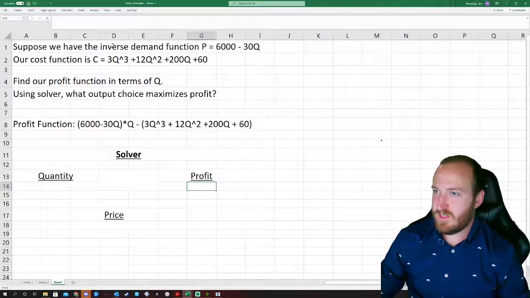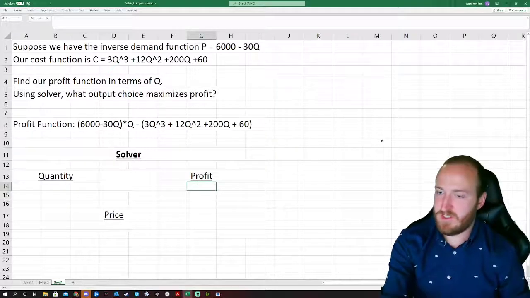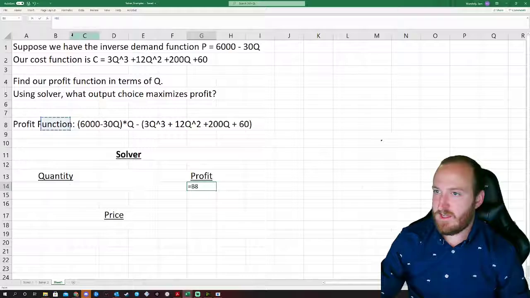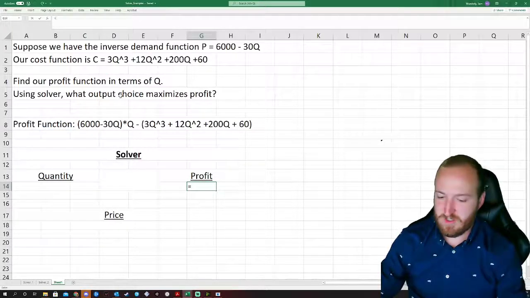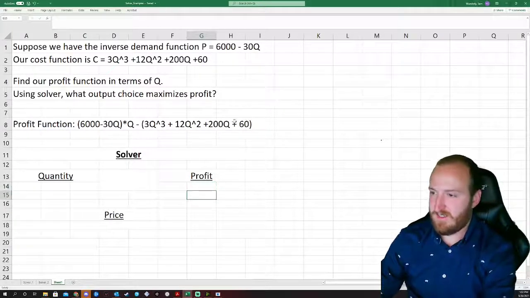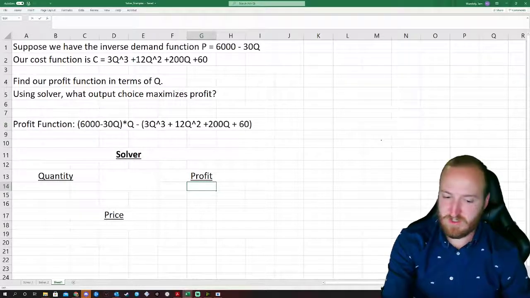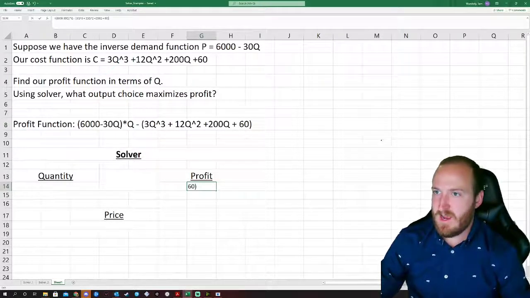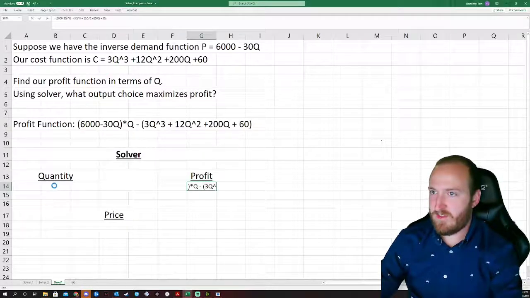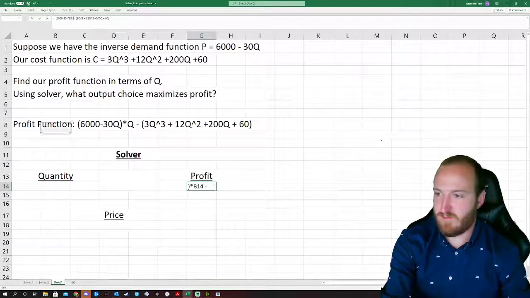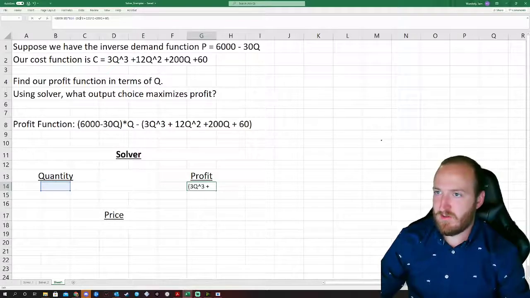So in order to do this, we need to actually type in what our profit function is. So I'll say equals, and then I'll actually just, one moment, sorry. Let's delete that and get out of that. So I'll just go ahead and copy this so I don't have to retype a lot of it. So I'll say it's equal to this, and I'll replace Q with a cell reference, okay? So anytime I have Q, I'm actually wanting to reference the cell B14. So I'll replace all of these Qs with B14.